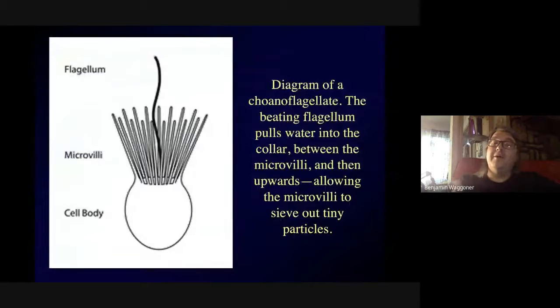So there's a diagram of one. The cell body is kind of nondescript and round to oval. Projecting out of it, you have that ring of microvilli, and then the flagellum comes out in the middle of the ring, and as it beats, water is pulled down through the microvilli and then upwards. And the microvilli can sieve out tiny food particles that way.